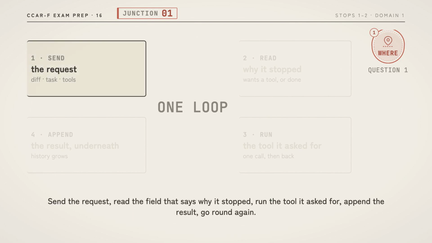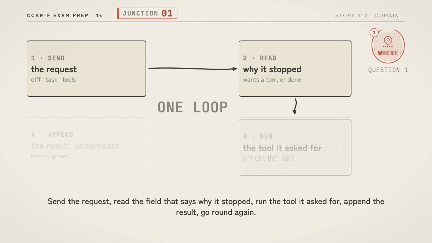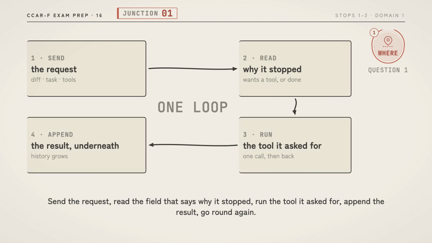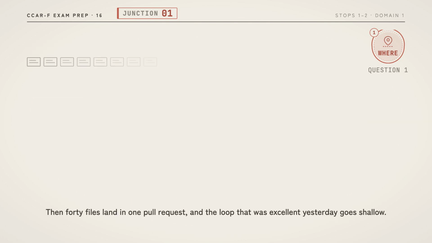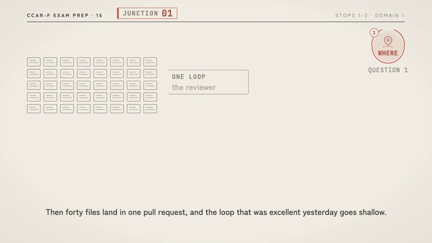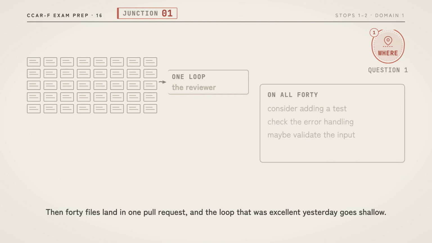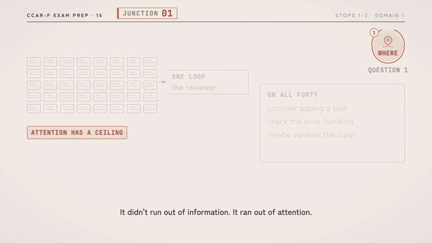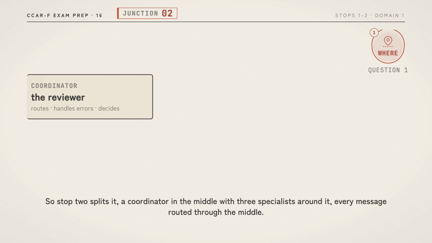Send the request, read the field that says why it stopped, run the tool it asked for, append the result, go round again. Then 40 files land in one pull request, and the loop that was excellent yesterday goes shallow. It didn't run out of information, it ran out of attention. So stop 2 splits it.